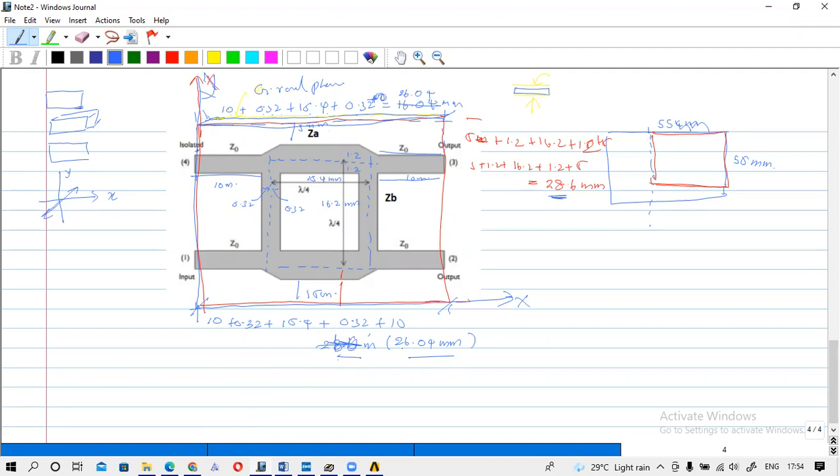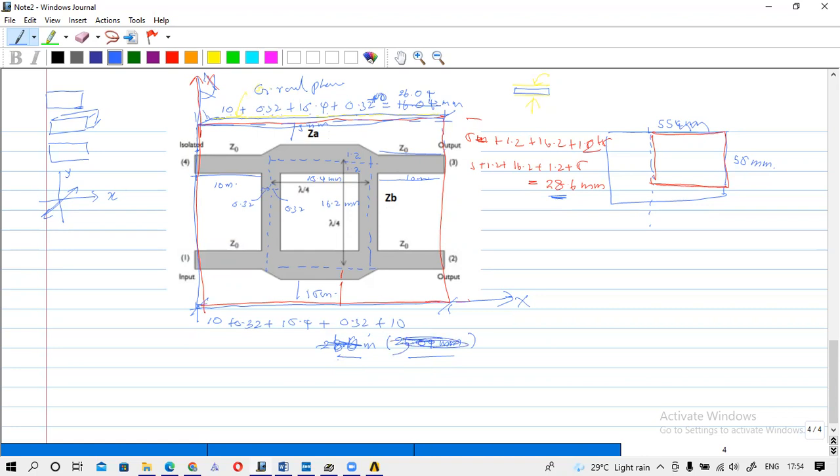So I think this is 36.04, no? This is 10.15.4, that means 25 plus 10... wait. 10.0.32 plus 15.4 plus 0.32 plus 10. Sorry, it is 36.04. Okay, so this length will be 36.04.